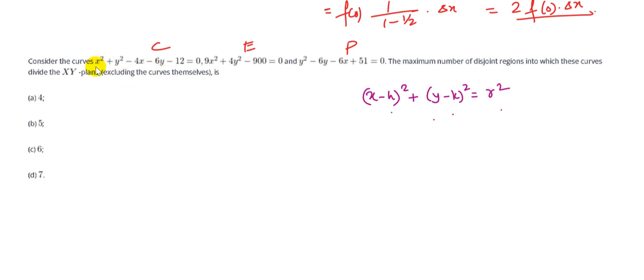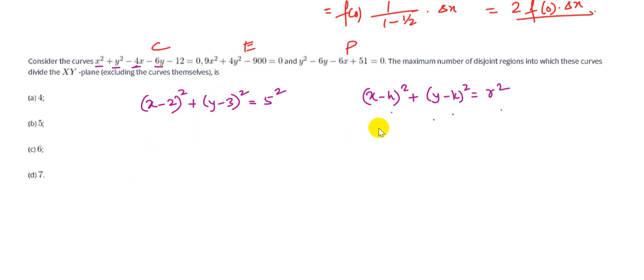No. You have x square minus 4x, so that will give you x minus 2 whole square, and minus 6y, so plus y minus 3 whole square. 4 plus 9 is 13. You have added 13 here, so subtract 13, that means minus 25. So this becomes equal to 5 square. So this is the equation of a circle with center 2, 3, radius 5. Go to the next one.